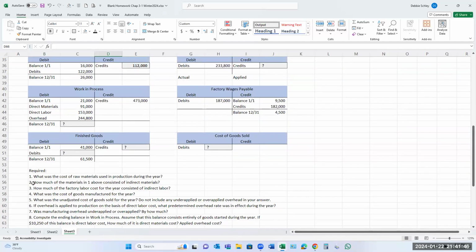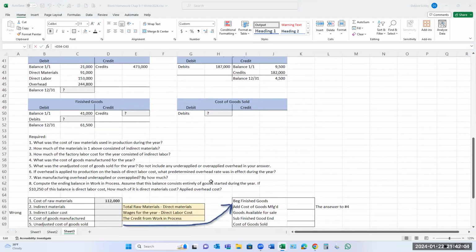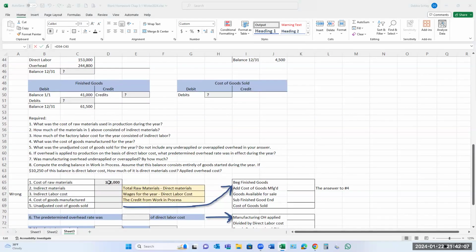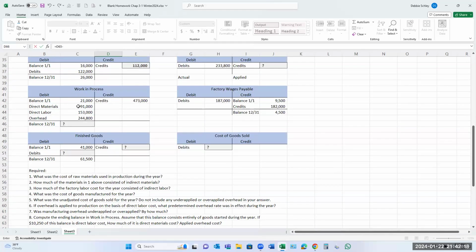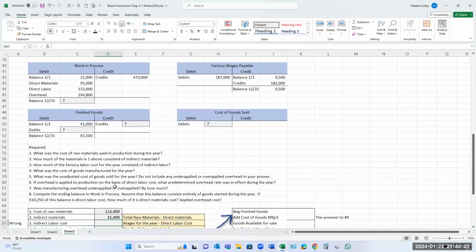Okay. How much of the materials in required one above consisted of indirect materials? That is an excellent question. So we're going to take the required one. That's our total raw materials, right? So we're going to take our total raw materials and we're going to subtract the direct materials in work in process, right? It's labeled, they gave us that number. So that's the answer to required 2.